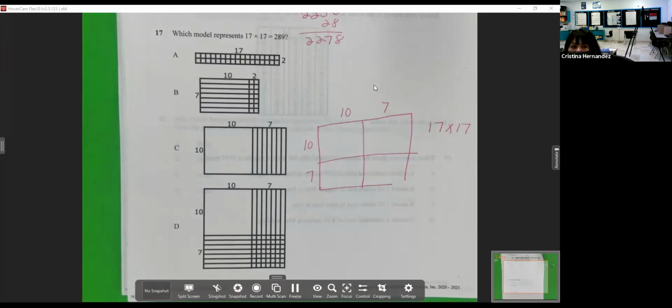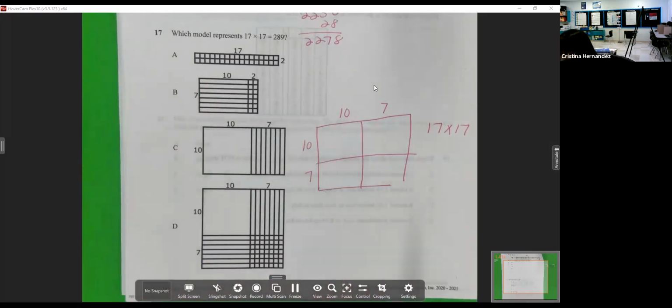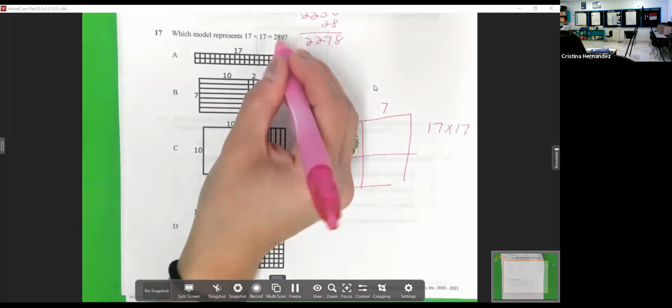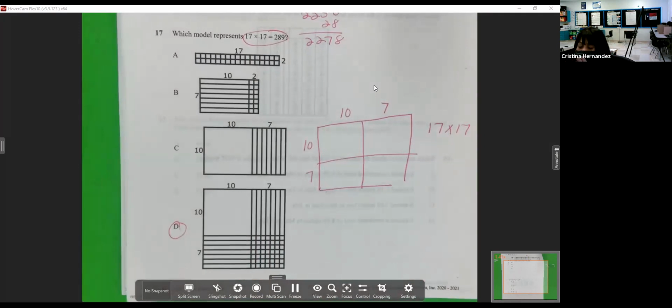Do y'all see how I did my area model here? Think of this as the area model and break it apart. I know y'all know how to do the area model. Y'all did well with it when we took our test. Most of y'all did.